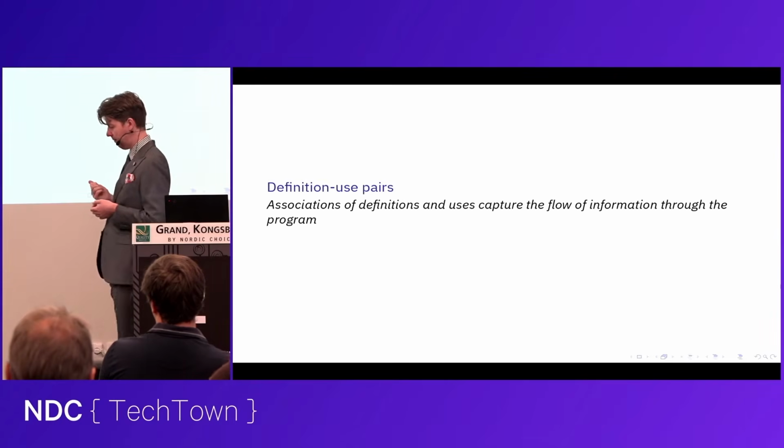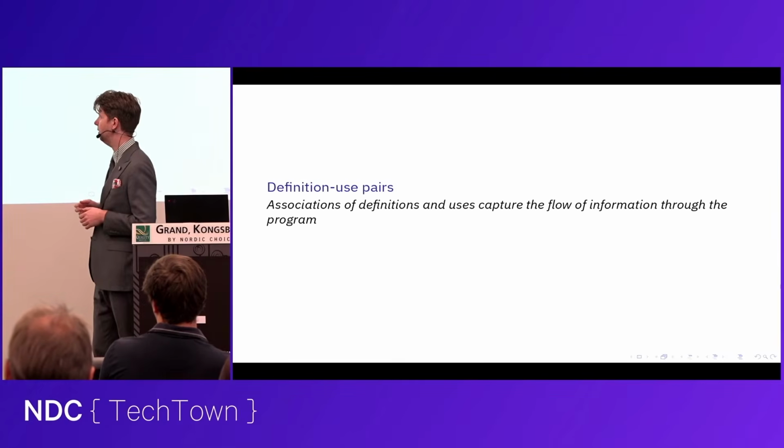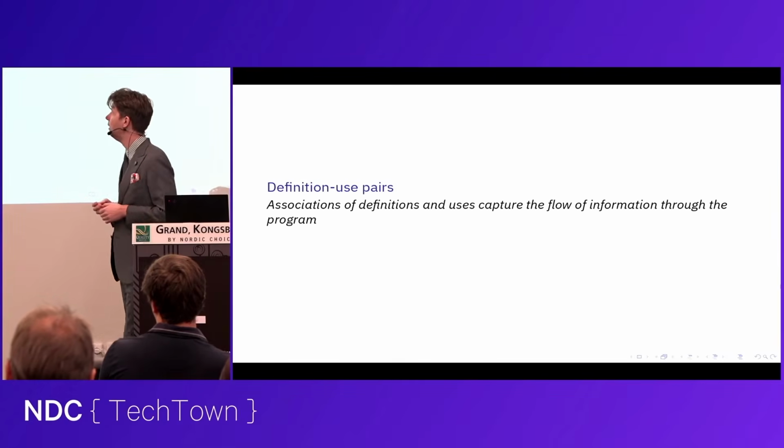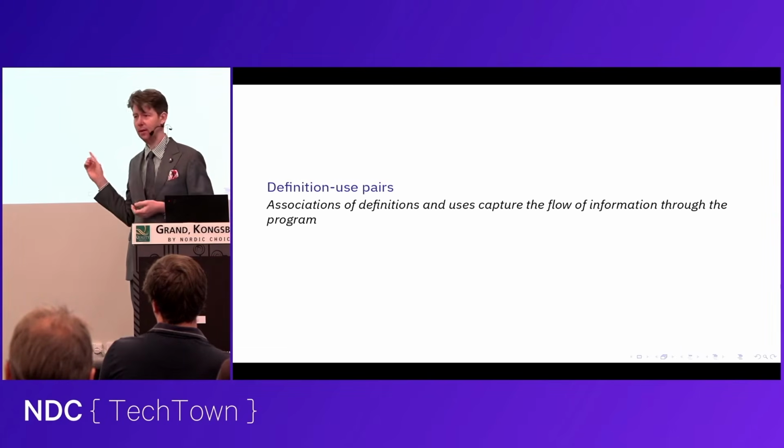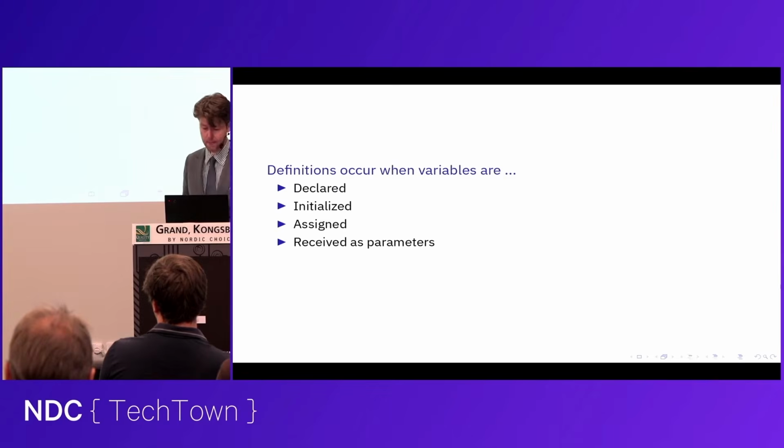There is an even beefier kind of coverage that pretty much nobody knows about, which is called definition use pairs. And it is the associations of the definition and uses that capture the flow of information throughout the program. This is one of those things that you can read and you're like, what happened here? I have no idea what this means. I still have no idea.